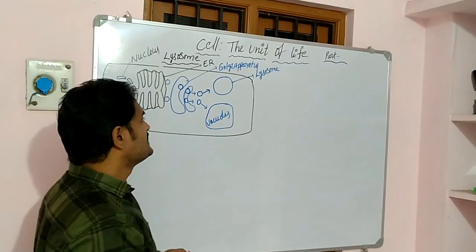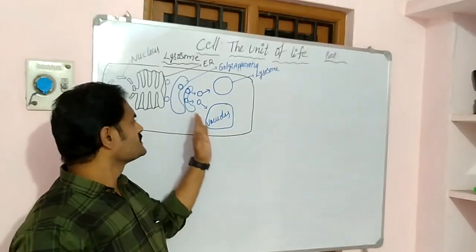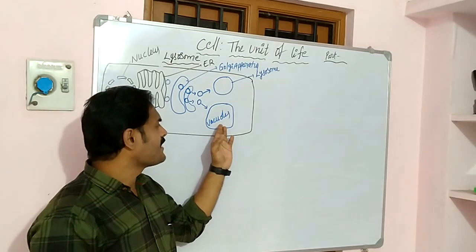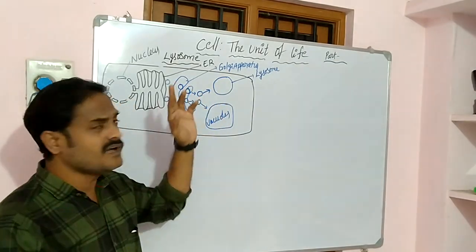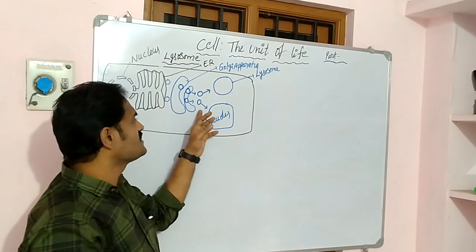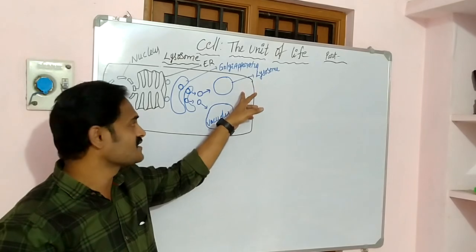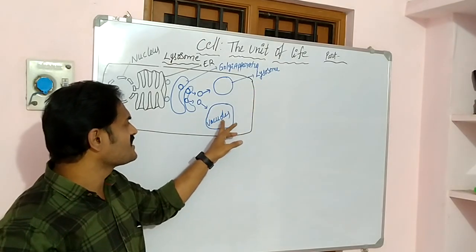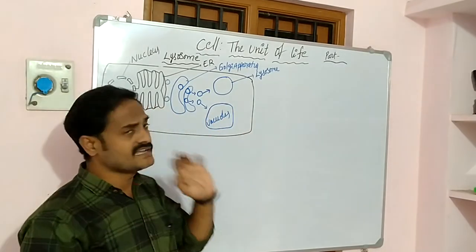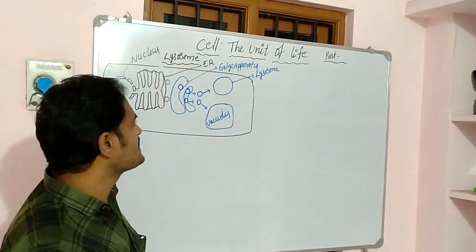So remember, the vacuole and lysosomes both are derived from the Golgi complex. Remember that. Some of the vesicles which are released from the Golgi complex are modified into lysosome, one more cell organelle, as well as another cell organelle, vacuole. So these four cell organelles together are called by one name. So what are the cell organelles?